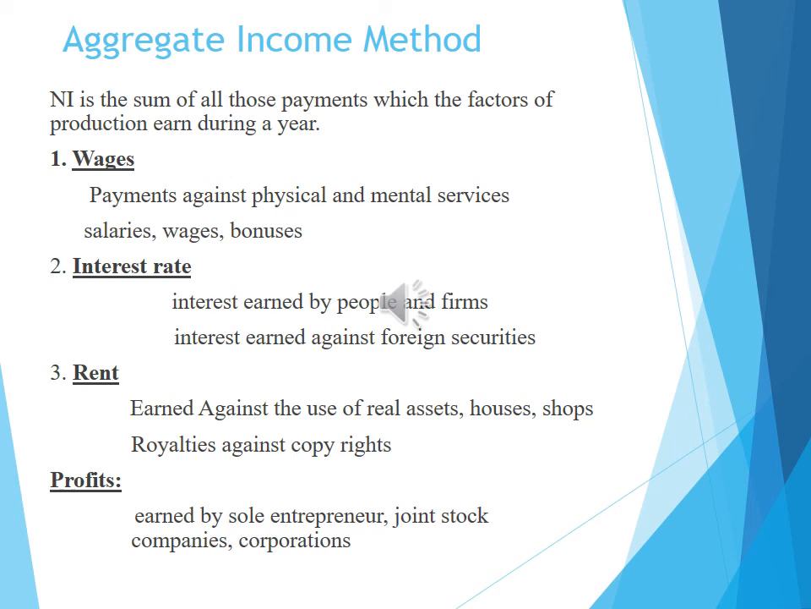Rent is earned against the use of real assets, houses, shops. In the same way, the royalties against copyrights are also included in the category of rent. All types of profits, either earned by the single entrepreneur or earned by joint stock companies or by corporations, are included in the category of profits. So, by adding up all these four types of remunerations, we get the aggregate income.